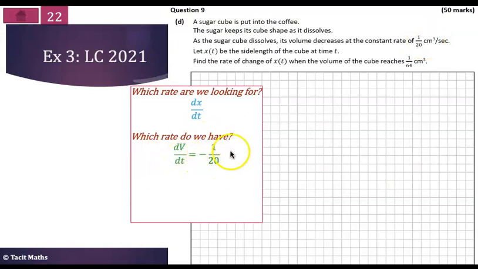Now, the big mistake people will make here is that it's decreasing. So it's going to be minus 1/20. Now, if you mess that up, it's not a massive error, right? You'll still get roughly the right answer. It'll just be the wrong sign, basically.